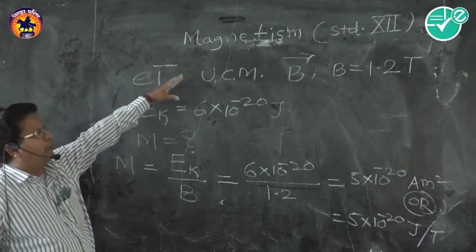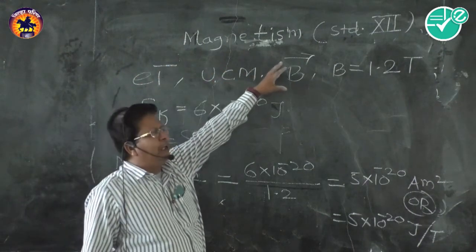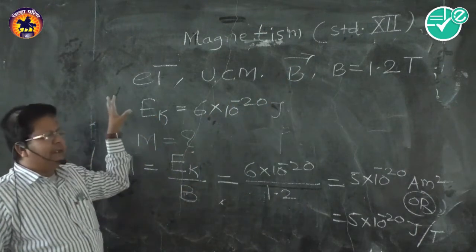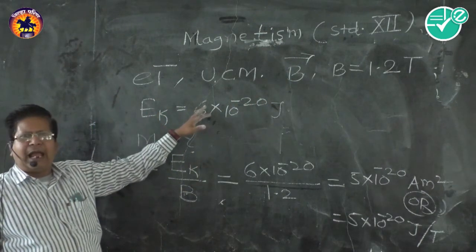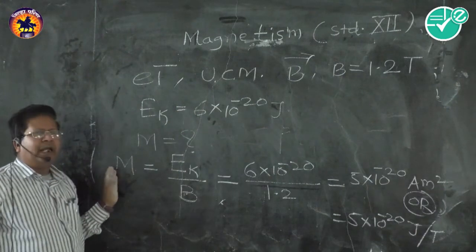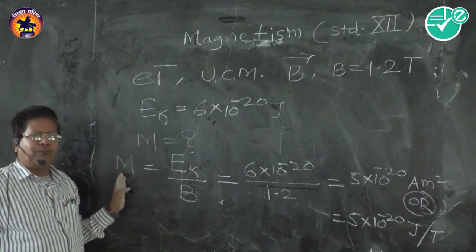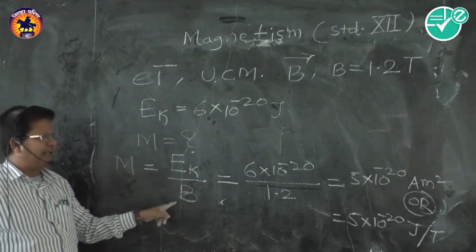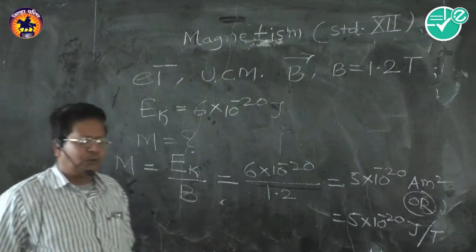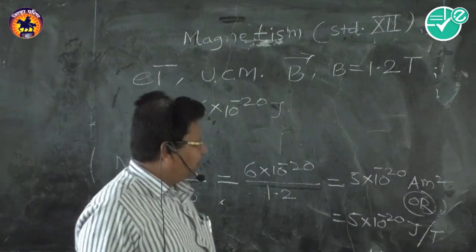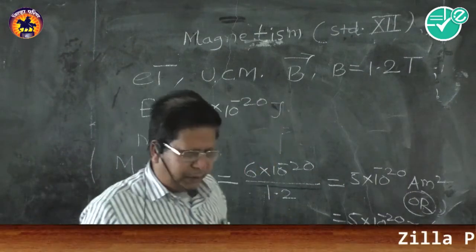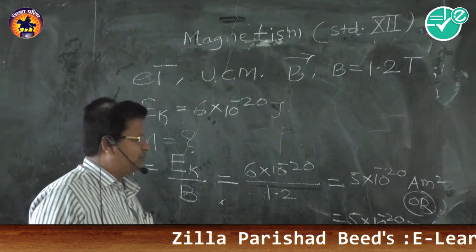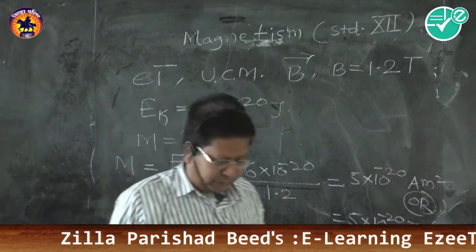So this is the answer for the third numerical we have taken today, in which the electron performs uniform circular motion in a perpendicular magnetic field, and its kinetic energy is given, and we have calculated its orbital magnetic dipole moment by the formula M is equal to Ek divided by B, which comes out to be 5 into 10 to the power minus 20 ampere meter square, or the new unit is joule per Tesla.